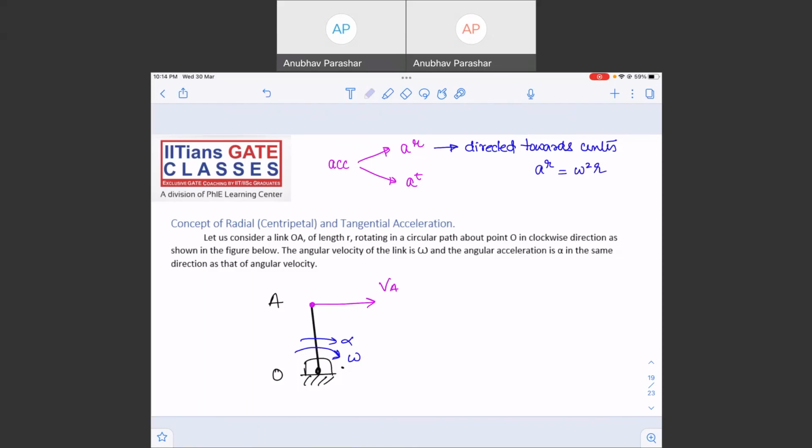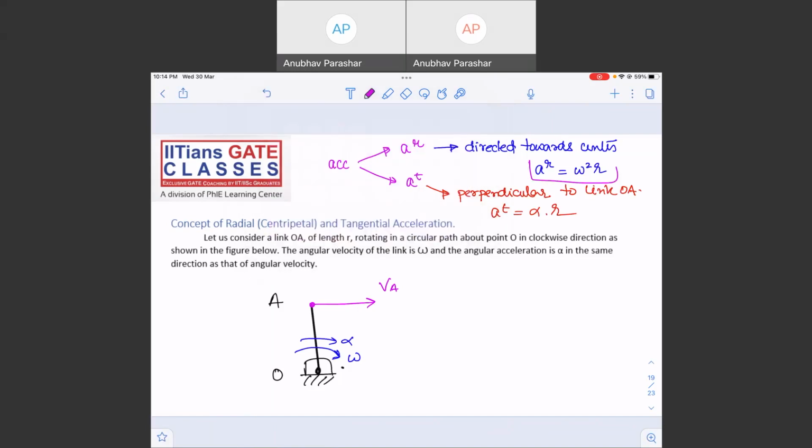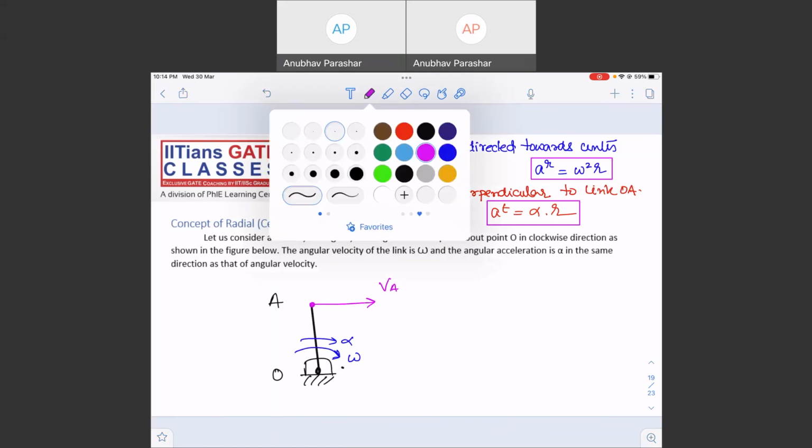And the tangential acceleration component is always perpendicular to link OA. What is the magnitude of the tangential acceleration? It is alpha into r. So you'll have to remember these two points: the magnitude of radial acceleration and the magnitude of tangential acceleration.